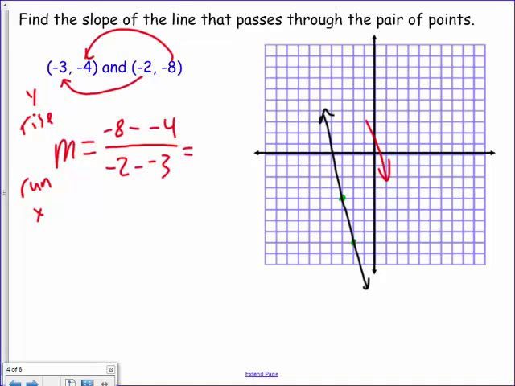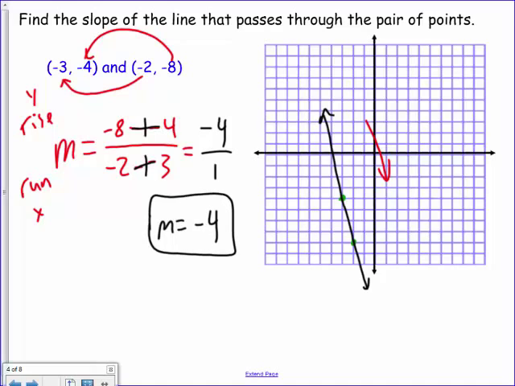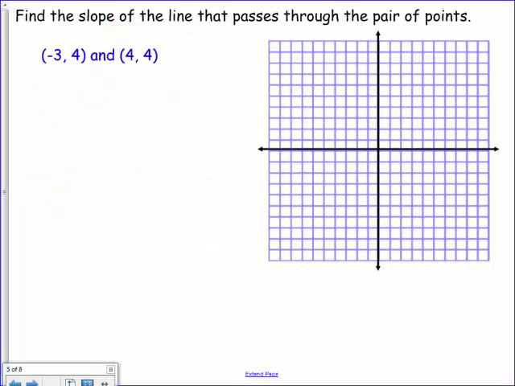And then, remember, minusing a negative is really adding a positive. So negative 4 over, same thing here, positive 1. So really our slope is negative 4, just like that. If you leave it like -4/1, that's fine. It's nice to have a rise and a run, but we can always simplify.